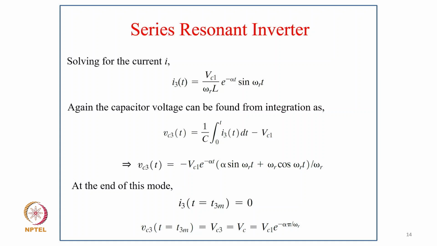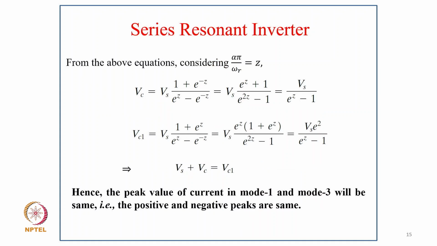At the end of this mode, I3 equal to 0 and Vc3 equal to Vc equal to Vc1 into e to power minus alpha pi upon omega R. So from the above equations, considering alpha pi upon omega R equal to Z, Vc becomes equal to Vs (1 plus e to power minus Z) divided by (e to Z minus e to power minus Z), equal to Vs (e to power Z plus 1) divided by (e to power 2Z minus 1), or equal to Vs upon e to Z minus 1.